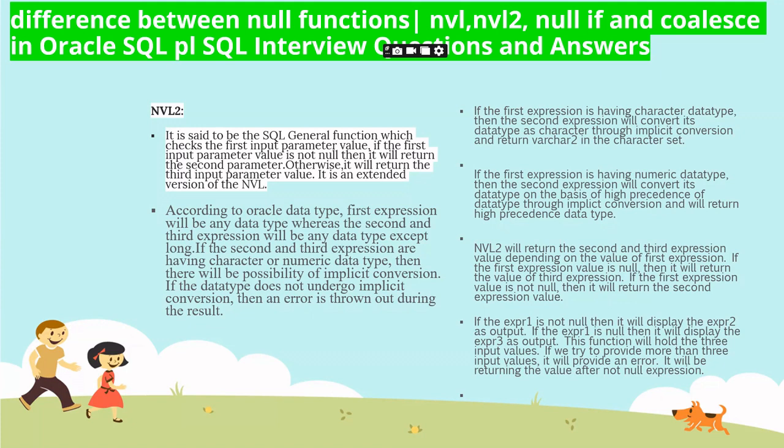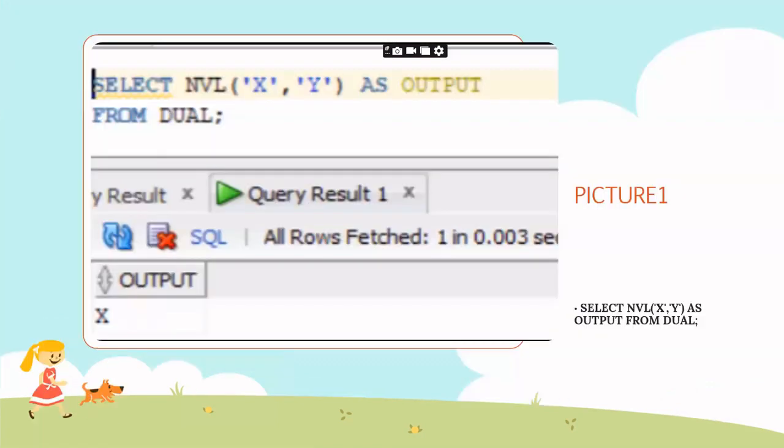This function will hold 3 input parameters. If we try to provide more than 3 input values, it will provide an error. It will return the value after the not null expression.